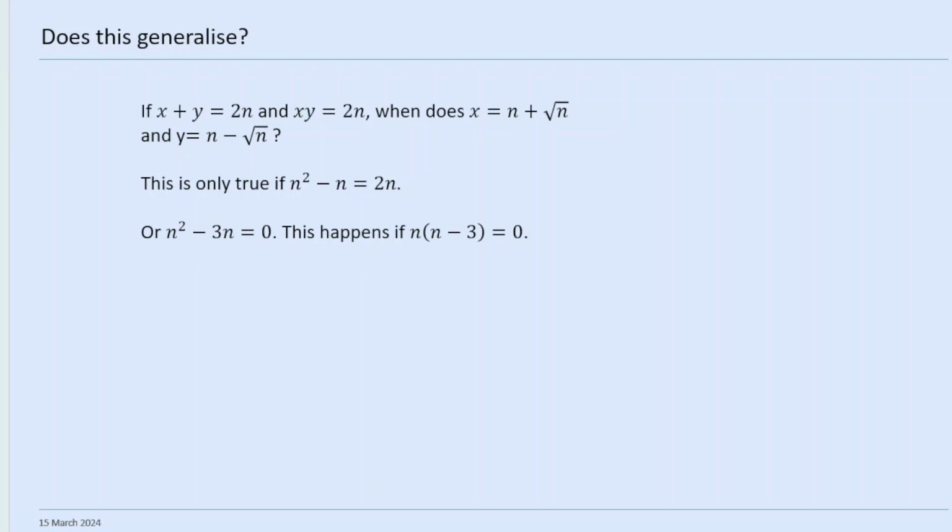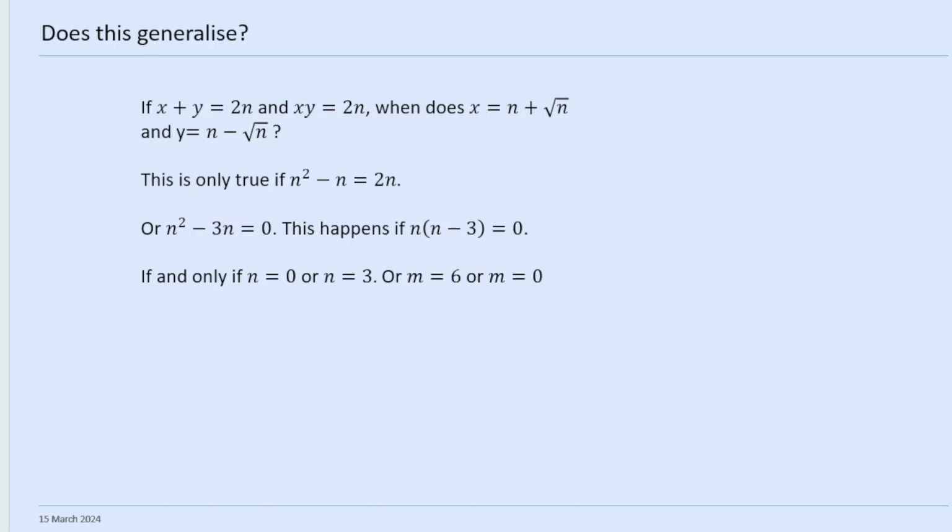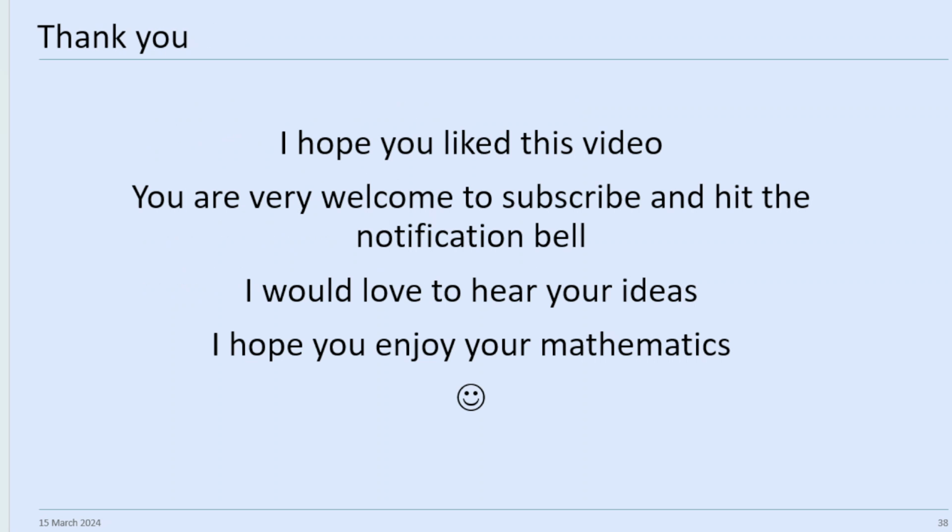Take 2n from both sides: n squared minus 3n equals 0. Factorise: n times (n minus 3) is 0, which happens exactly when n is 0 or n is 3. So the first case we explored was n is 3, or m is 6. And then the second case we found by chance twice, which is m is 0. But those are the only two cases when this particularly beautiful and simple solution arises.